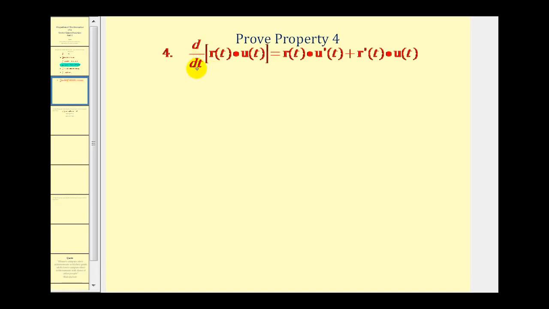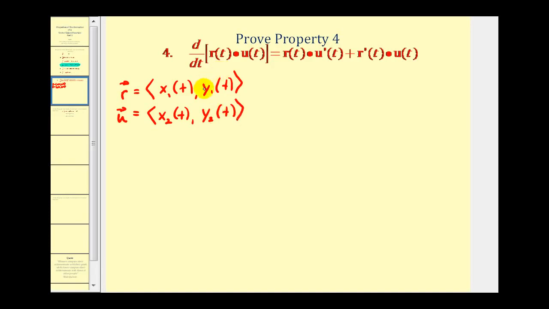Again, we want to show that the derivative of the dot product of these two vectors with respect to t is equal to the first vector-valued function dotted with the derivative of the second plus the derivative of the first vector-valued function dotted with the second. Let's start by defining r of t and u of t. To save a little bit of work, we'll define these two vectors as only having the x and y components. So we'll call this x sub 1 of t comma y sub 1 of t, and then we'll let the vector-valued function u equal x sub 2 of t and y sub 2 of t.